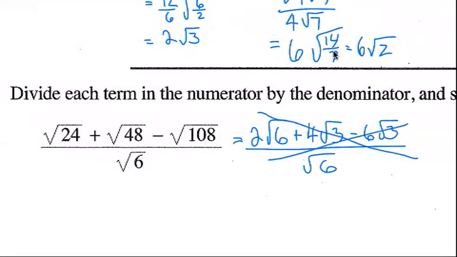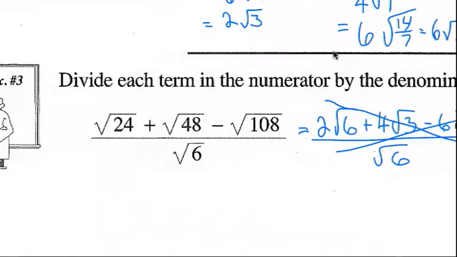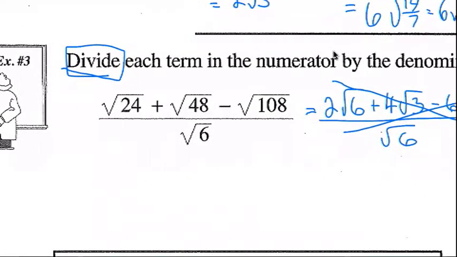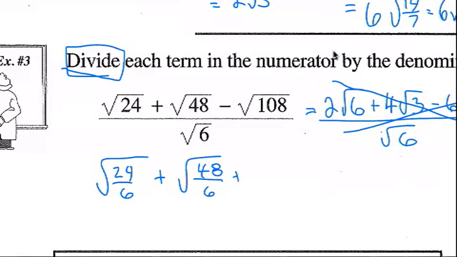Stuck there. So now we have to go back to, and actually that's what the question does tell us to do, divide each term by the numerator. So now I split this into square root of 24 over 6 plus the square root of 48 over 6, minus, not plus, minus the square root of 108 over 6. That's so bad. So messy.